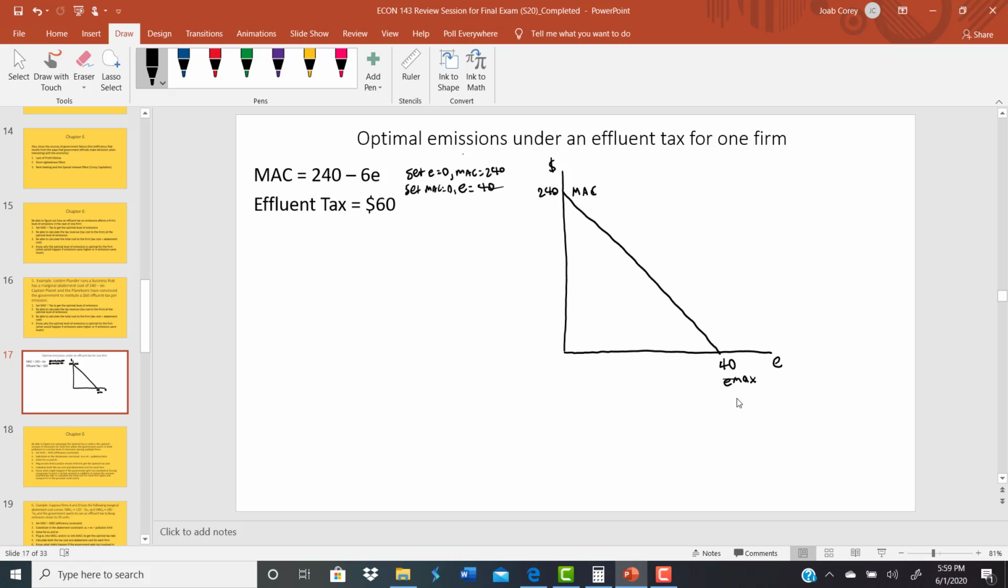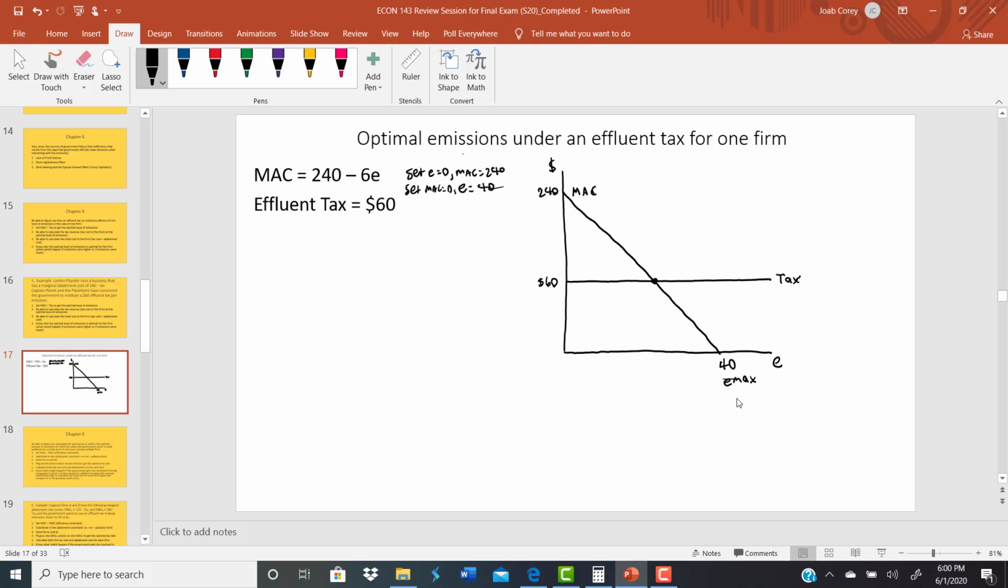All right, and then we also have an effluent tax curve that is just a straight, flat, horizontal line right there at 60. Maybe looking something like this. So again, that's going to represent our tax, and that's happening right there at $60.